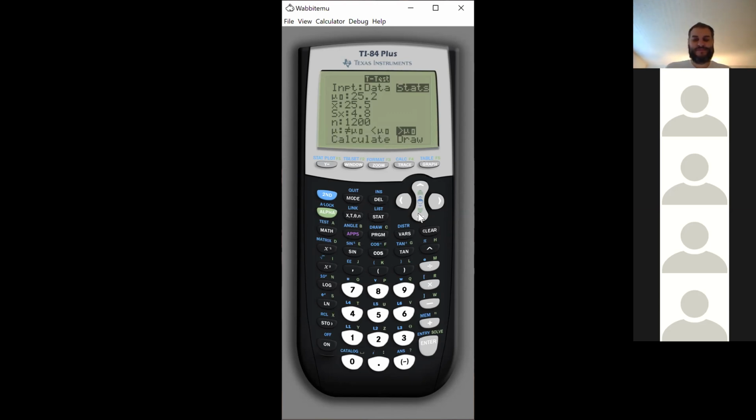All right, so let's go ahead and calculate this. If you look at my t-value, we get 2.17. If you look at the p-value, we get 0.015. So 0.015.